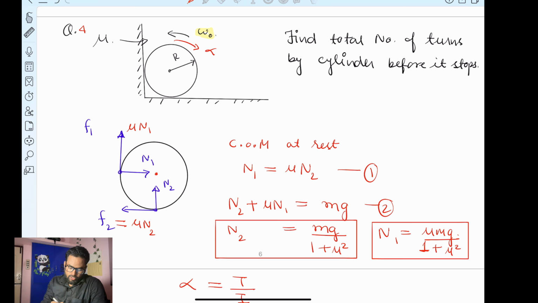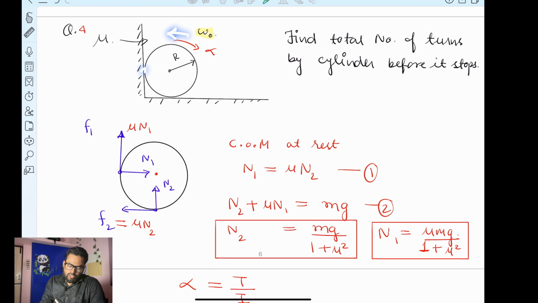Okay, this question is an important one. We have a cylinder that is rotating with omega naught. We are placing it at the corner, between two vertical walls. The coefficient of friction between all the surfaces is mu. Find the total number of turns made by the cylinder before it stops.